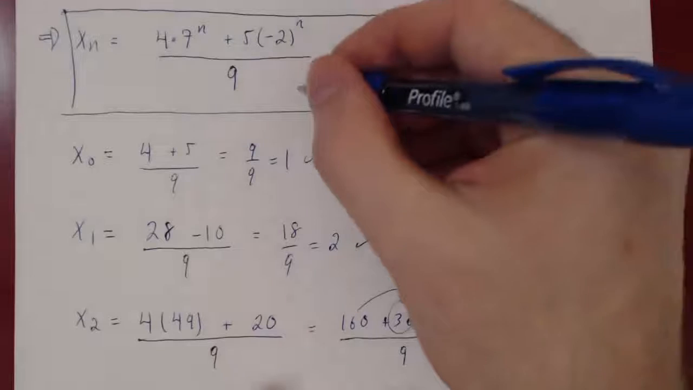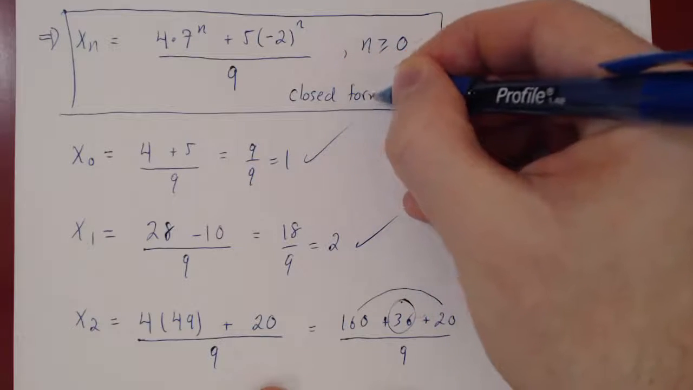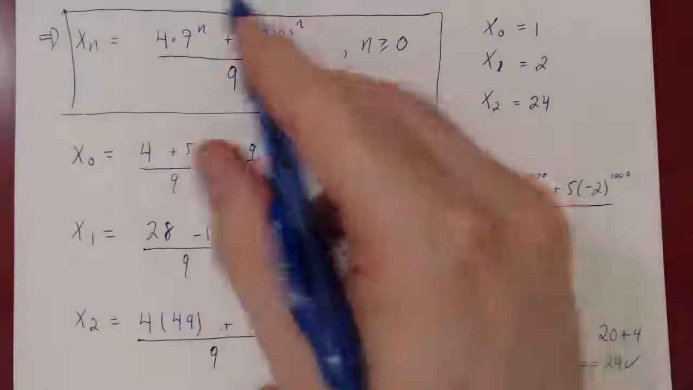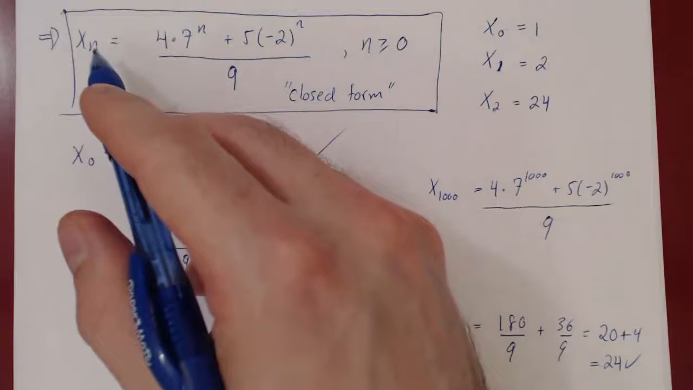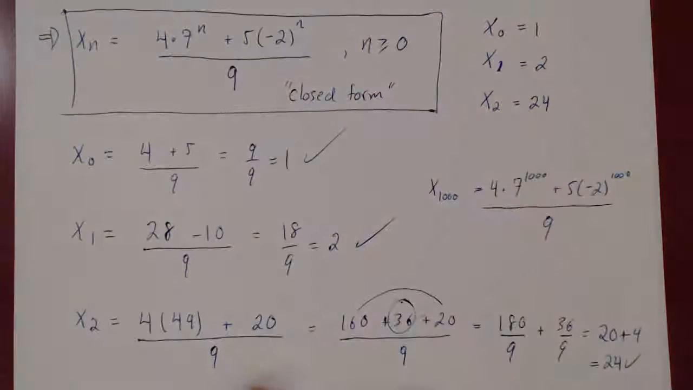You can find any given term of your sequence just by replacing n by the appropriate value. And that's what we call a closed form of the sequence. All it means is you have found a formula for the nth term of your sequence that only depends on n and not on the previous terms. So one more reason to like eigenvalues and eigenvectors.